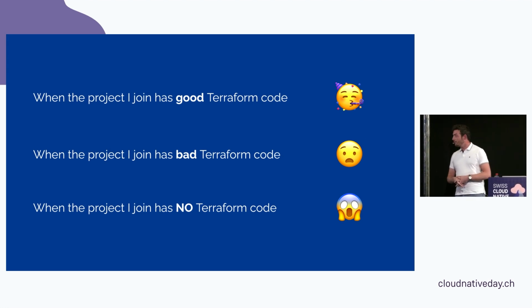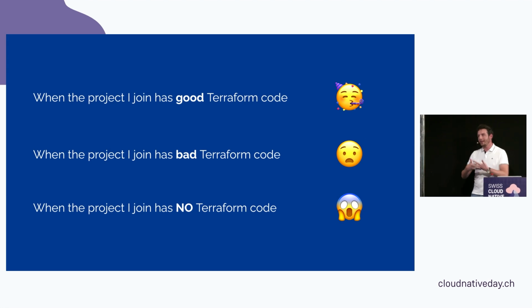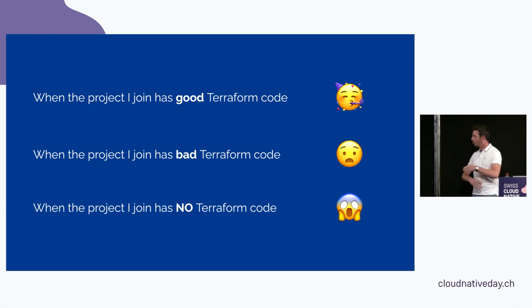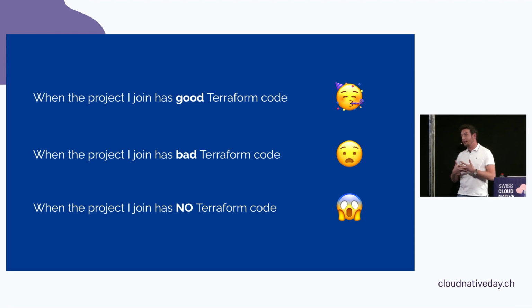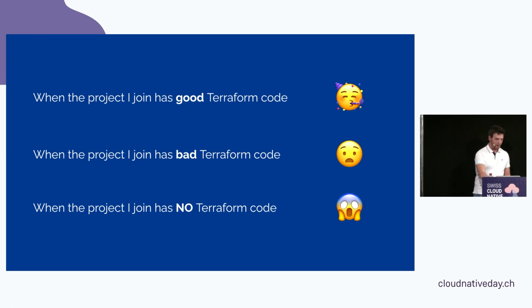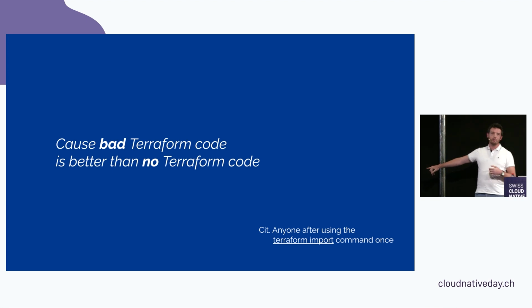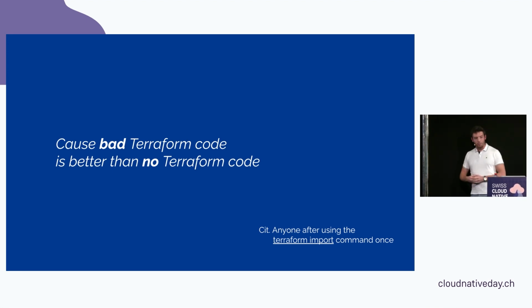And this is where things get tricky, right? This is when you go to the AWS console, and it looks like a scene out of Jumanji, pretty much. It's like things going on everywhere. You don't understand how things are linked with each other. It's really difficult to trace dependencies. And this is one of the most complicated situations you can find yourself in. Because after all, bad Terraform code is always better than no Terraform code. And if you've used the Terraform import command more than once, you probably know that as well.